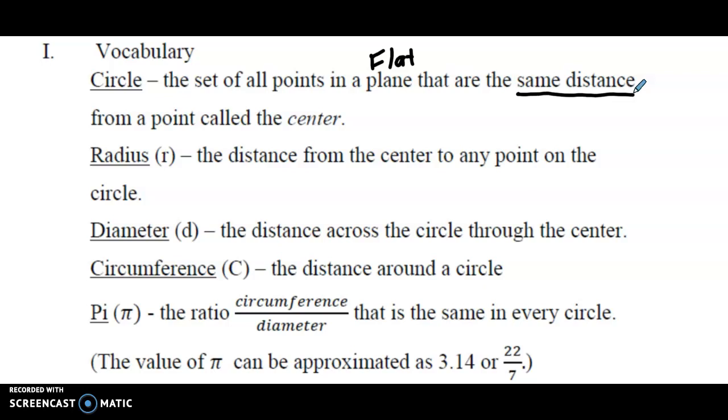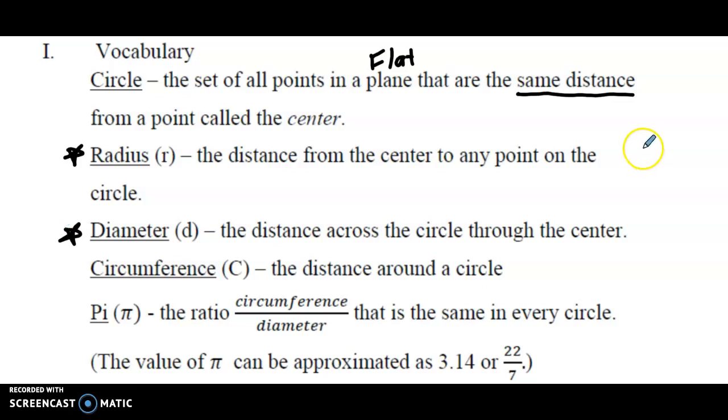The two most important words I'm going to show you today are radius and diameter. A radius is the distance from the center to any point on a circle, and the diameter is the distance across the circle through the center.